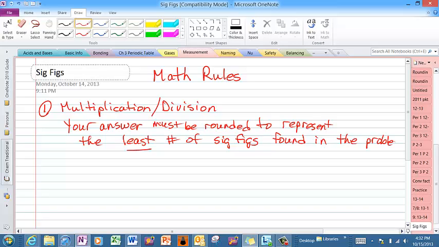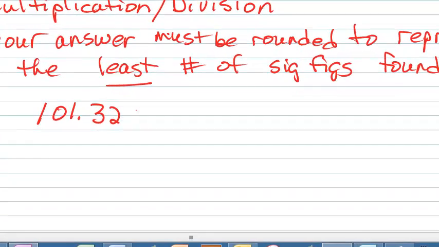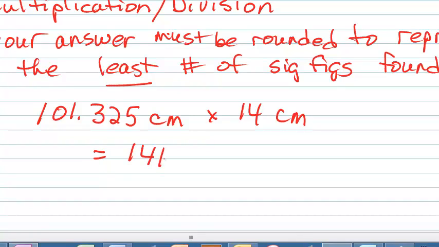So I hope you remember from earlier today how to count how many sig figs are in any particular measured value. So let's say for whatever reason I had the number 101.325 centimeters and I wanted to multiply it by 14 centimeters. When I put this into my calculator it gives me 1418.55. And if I multiply a centimeter by a centimeter, that means my unit is going to be centimeters squared. Okay, well, how am I going to round that number?